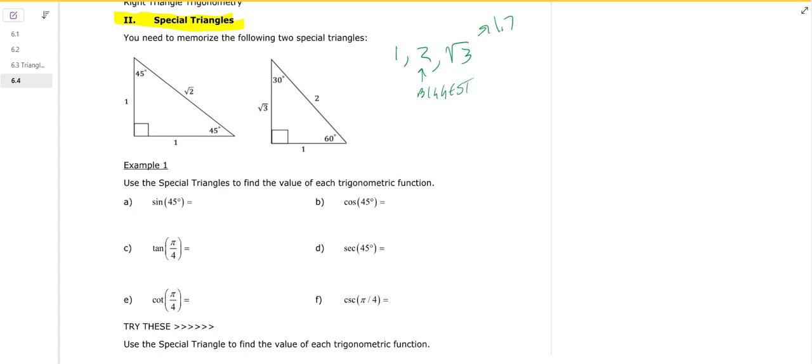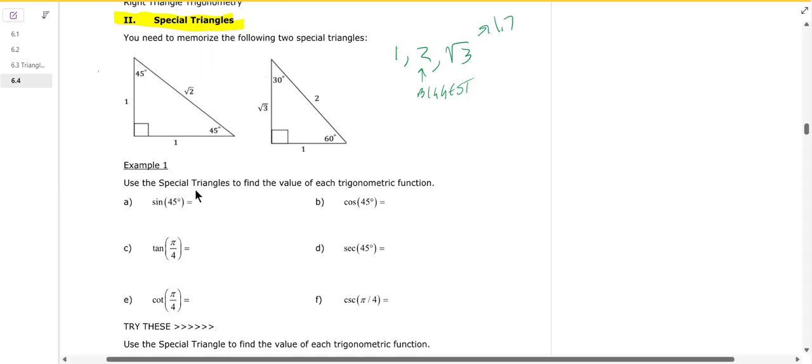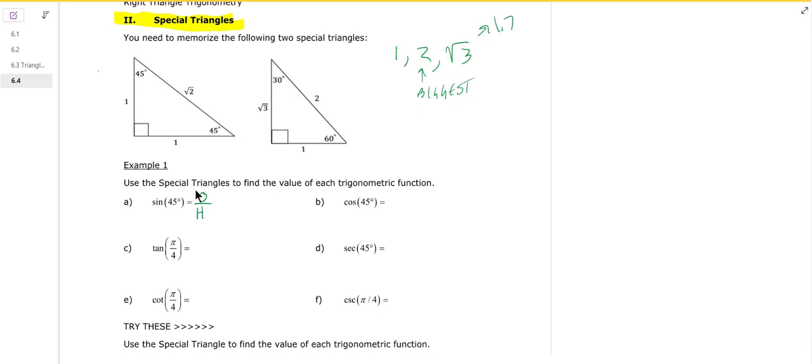Okay, so what we'll do here is just do our ratios real quickly. The sine we learned in a previous video, by definition, is opposite over hypotenuse. So if we look at a 45-degree angle, the opposite would be 1, the hypotenuse would be square root of 2. So we just write this as 1 over the square root of 2. And then I'll rationalize the denominator by multiplying by square root of 2 over square root of 2. That will give you square root of 2 over 2 as the sine of 45.